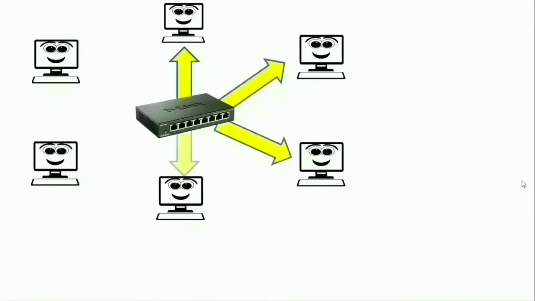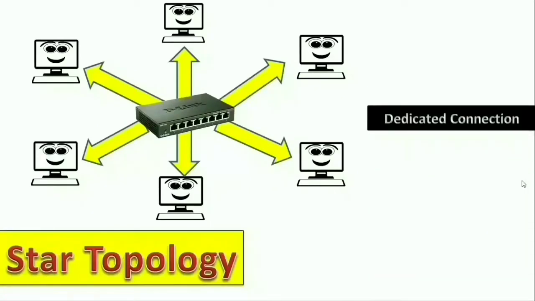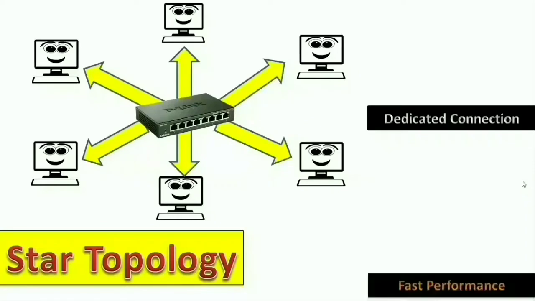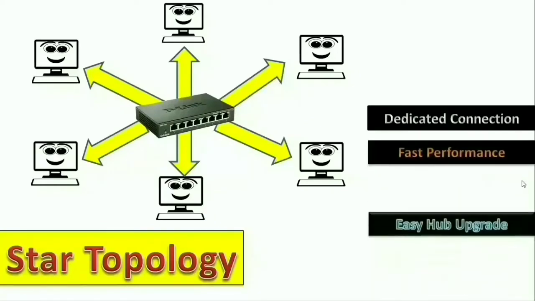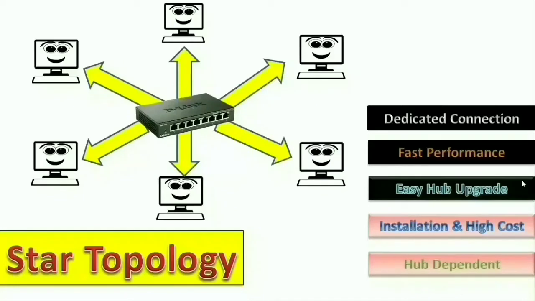Let's move on to the next topology. Now it's a hub or switch and all the computers are connected to that central hub. This type of topology is known as star topology. In this topology, there is a dedicated connection to all computers. It has very fast performance and you can easily upgrade the hub, but installation cost is high and the whole topology is network dependent. That means if the hub fails, the whole network will go down.